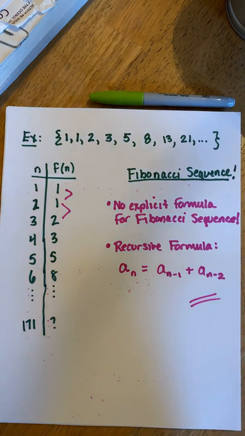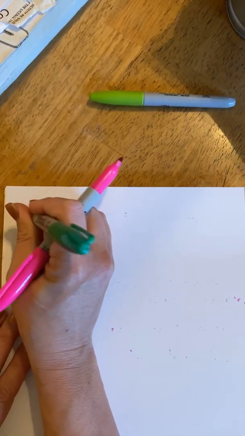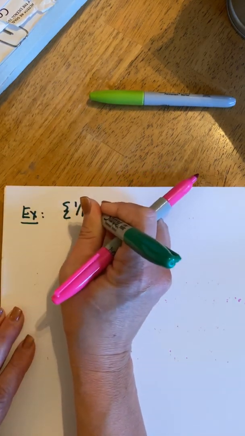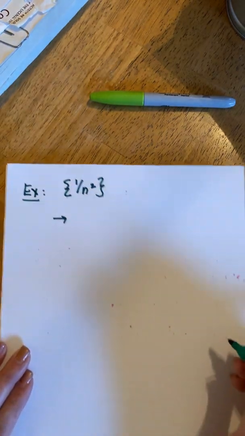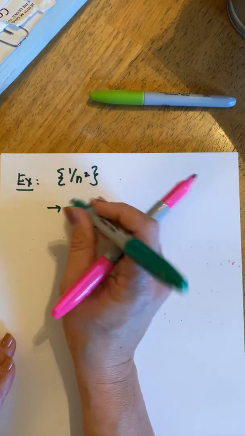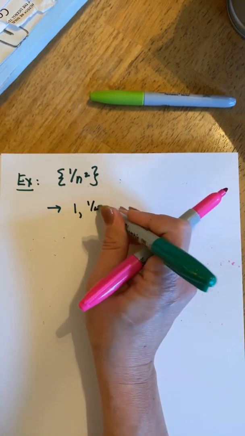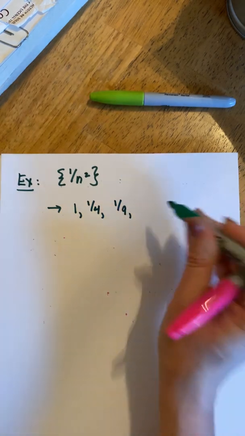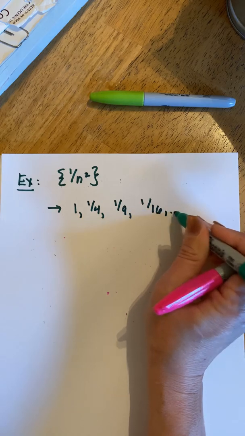All right, let's look at one more. Let's look at this guy. Let's look at the sequence 1 over n squared. All right, so if I list the terms of the sequence, the first term, if n was 1, it would be 1. If n is 2, 1 over 2 squared would be 1/4. 1 over 3 squared would be 1/9, so forth and so on. 1 over 4 squared would be 1/16.